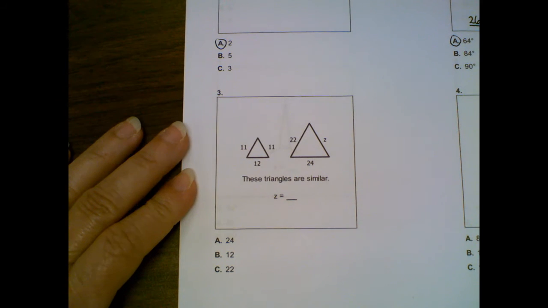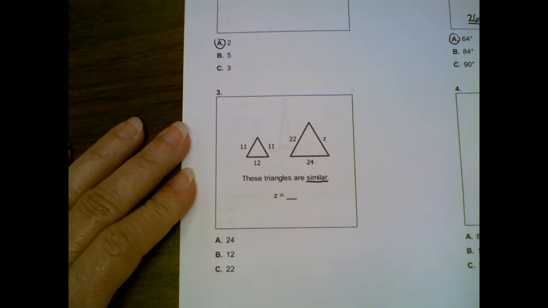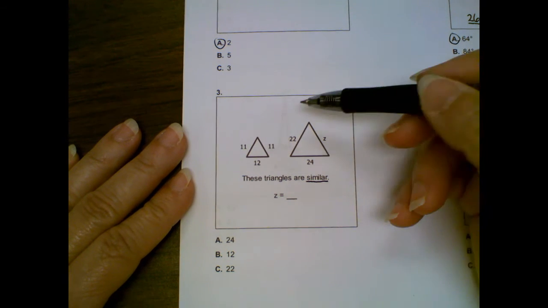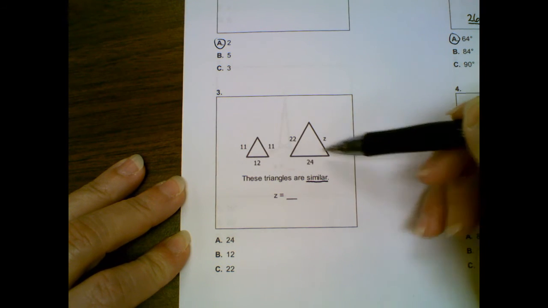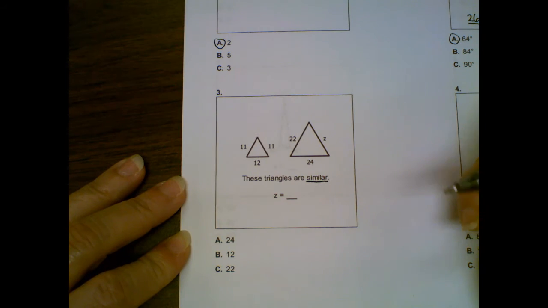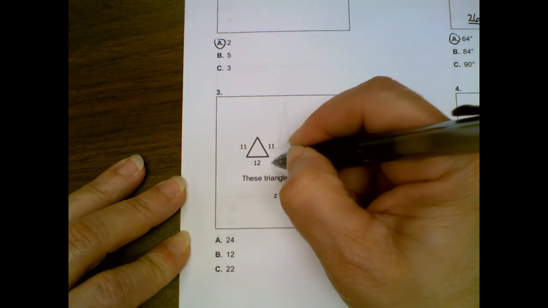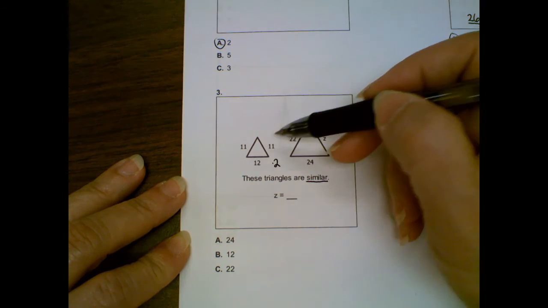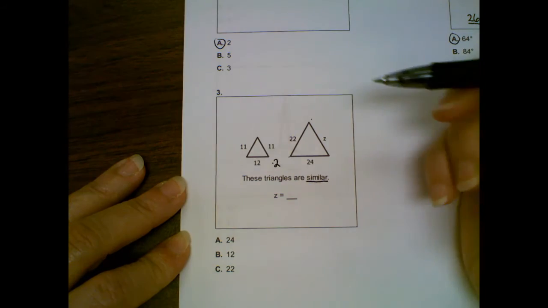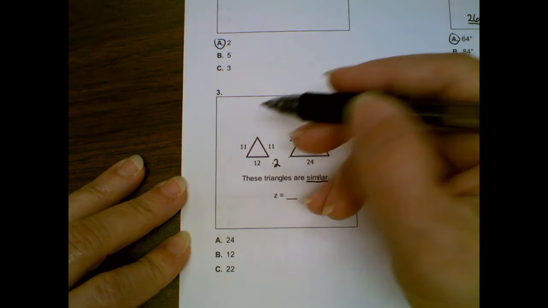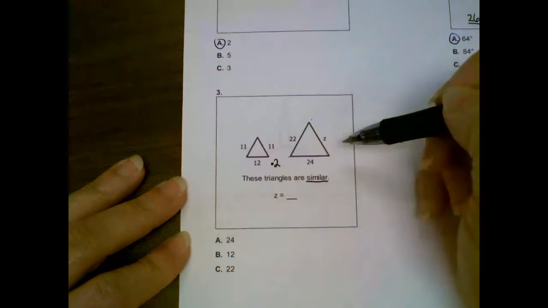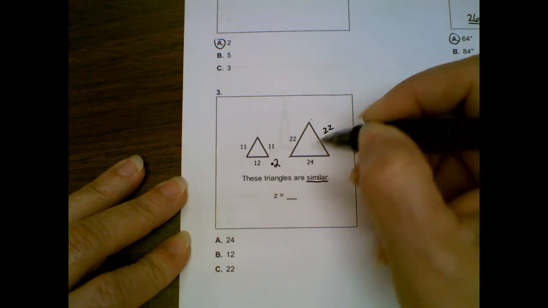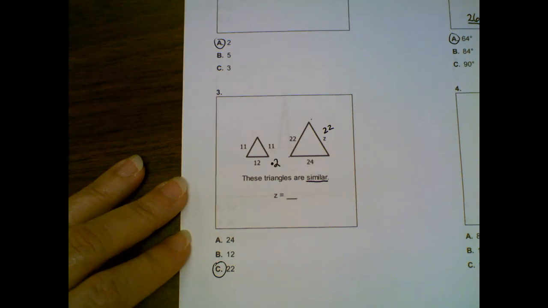For number 3, these triangles are similar, meaning they are changing by the same ratio or same proportion. So looking at our corresponding sides, we see that this bottom line went from 12 to 24. How do we go from 12 to 24? By multiplying by 2. This side and this side are corresponding. How do we go from 11 to 22? Also by multiplying by 2. With that being said, 11 times 2 is 22. So Z equals 22, and our answer is C.